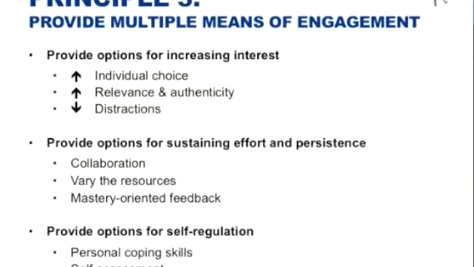The third principle, providing multiple means of engagement, can be supported when teachers provide options for increasing interest. They can optimize individual choice, optimize relevance and authenticity, and minimize the distractions. They can also provide options for sustaining effort and persistence. By encouraging collaboration, they can vary the resources to maintain the challenge, and teachers need to provide mastery-oriented feedback. Finally, they can provide options for self-regulation. So facilitate personal coping skills and self-management. They can help students develop self-assessment and reflection skills and find ways to promote students' self-motivation.